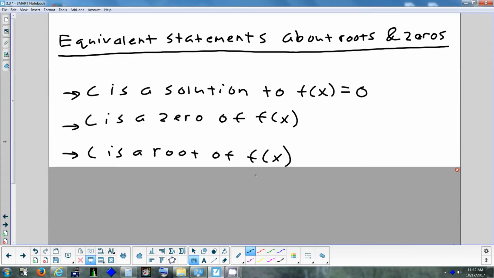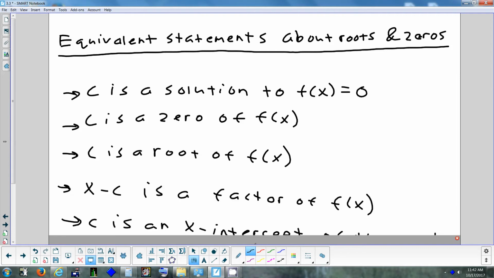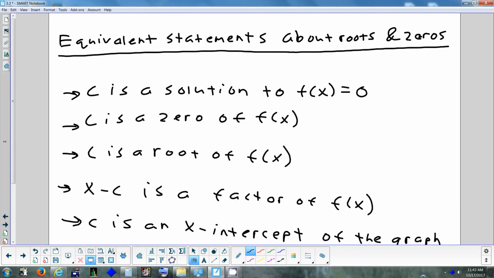What did we say graphically? C would be where the graph crosses which axis? The x. And what does that mean? If something crosses the x-axis, it's an x-intercept. That's the last one I wrote. But the fourth one is particularly important. If C is a root, where C is a 0, x minus C is a factor. And graphically, I guess if you're graphing, the last one is important.